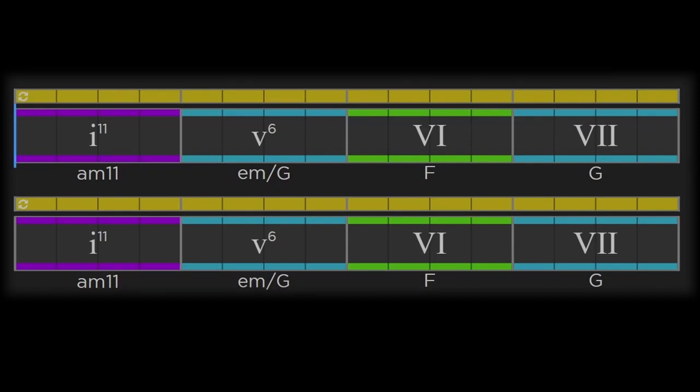Starting with the minor 11th chord provides an unsettling effect. In the next example, I'll use this alongside the first inversion 5 chord. Note how the minor 5 is used this time, rather than the major 5.